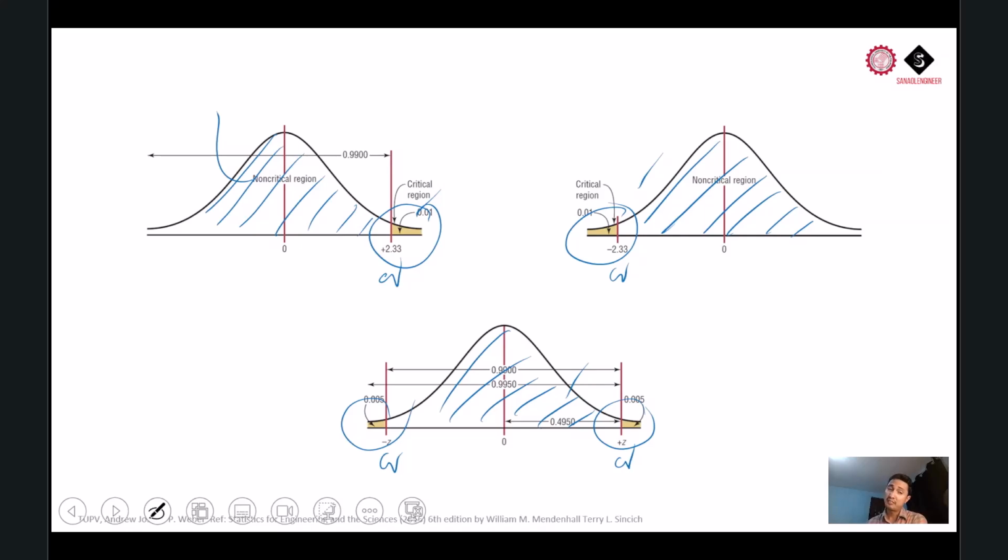So the basic idea of hypothesis testing is that when the test value falls in the critical region, you have to reject the null hypothesis. Otherwise, you have no choice but to still accept the null hypothesis. That's why it's called non-critical region and critical region.